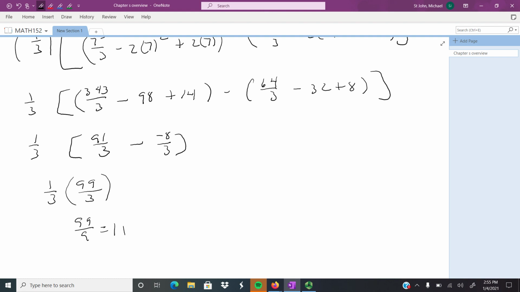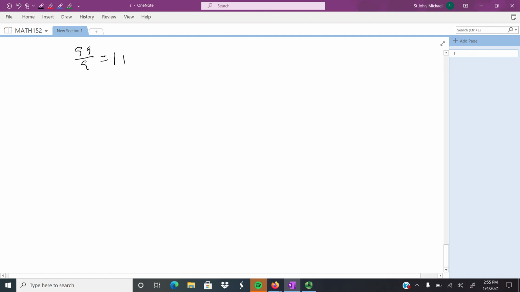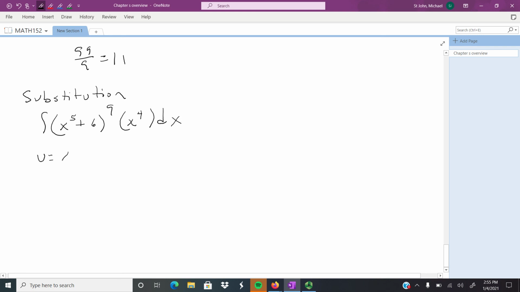Okay. The last thing they mentioned here is what is called substitution. So if I integrate x to the 5th plus 6 to the 9th, times x to the 4th, dx, I can do some substitution here. Let u equal x to the 5th plus 6. Then du is 5x to the 4th.